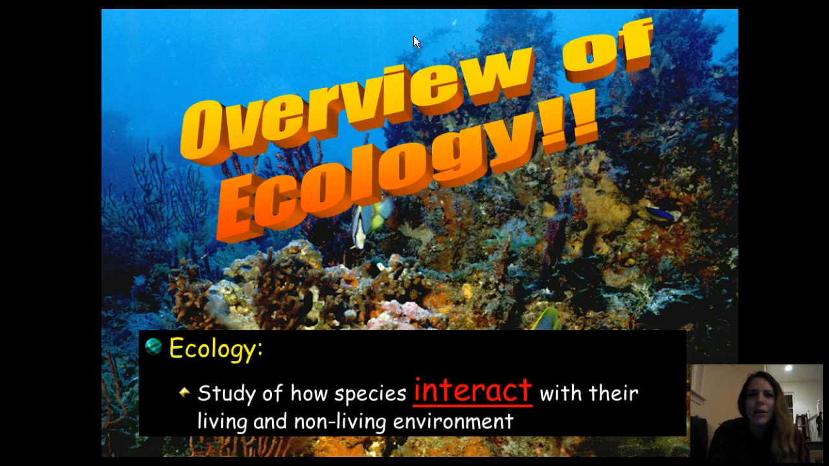For example, here is a beautiful example of ecology in action, and that is a coral reef. And you see living creatures, these fishies and the corals and the algae and everything living on these rocks. So these organisms are interacting with each other, and they're interacting with their non-living environment, the water and the rocks and other things that are non-living that are important to their survival.